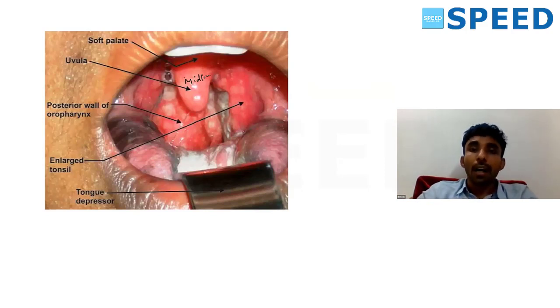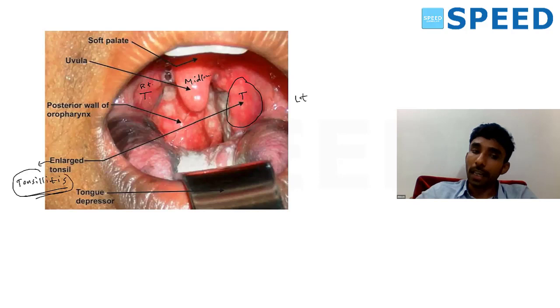So see here, on either side of the uvula, are you able to see the two palatine tonsils? You can see the left palatine tonsil is somewhat enlarged. That is called tonsillitis. During infection of the palatine tonsils, they will get enlarged. The condition is called tonsillitis. You will be knowing all these things, isn't it?